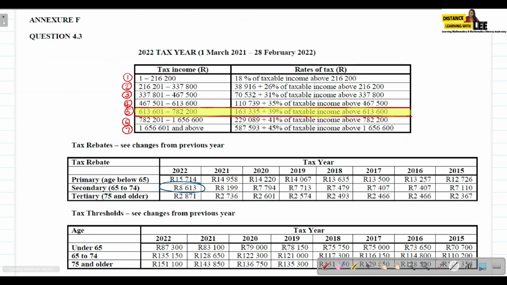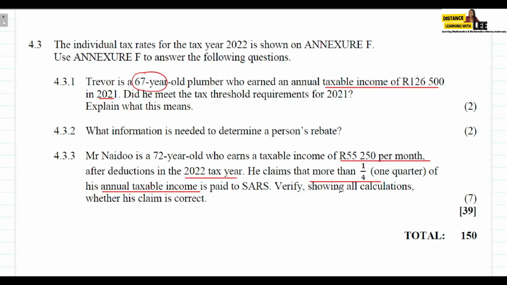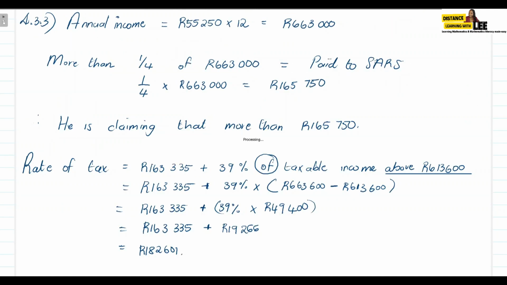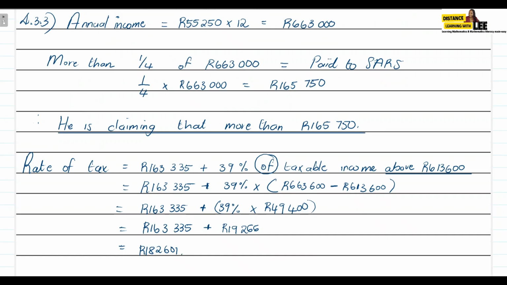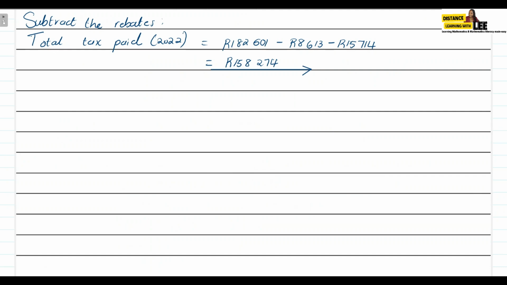All right, so now we have to go back to the question. The question asked us to verify, showing all calculations, whether his claim is correct. Remember, he claimed that more than 165,750 was paid to SARS. So we were supposed to get an amount that is more than this amount. However, when we calculated the total that he paid for tax, we actually got an amount that is less than that 165,750. Therefore, we can confirm that his claim is not correct. He actually pays less tax than he claims.